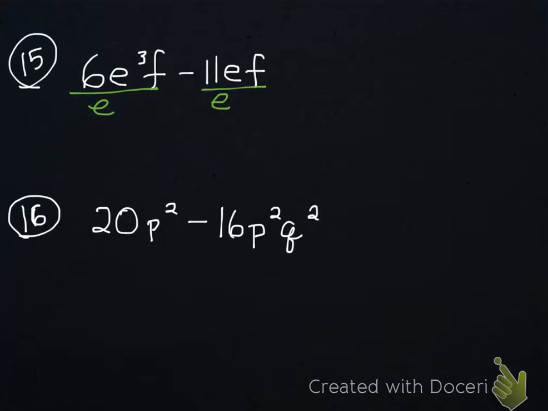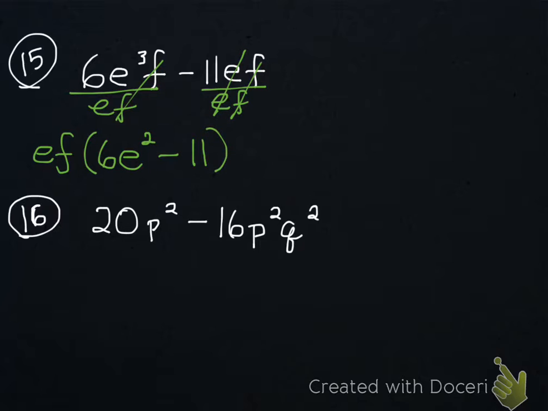Now look at the f. I have 1 in each term, so I can pull out an f. So my GCF is EF. Now let's write what's left. The 6 comes down. I had 3 e's, I took 1 away, I still have 2. F's canceled. Minus 11 comes down. E's cancel, F's cancel. So it's just the 11. So my GCF was EF, and that's being multiplied times 6e squared minus 11.